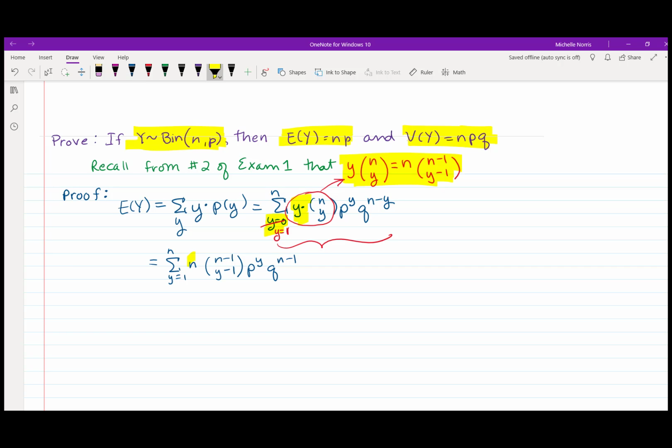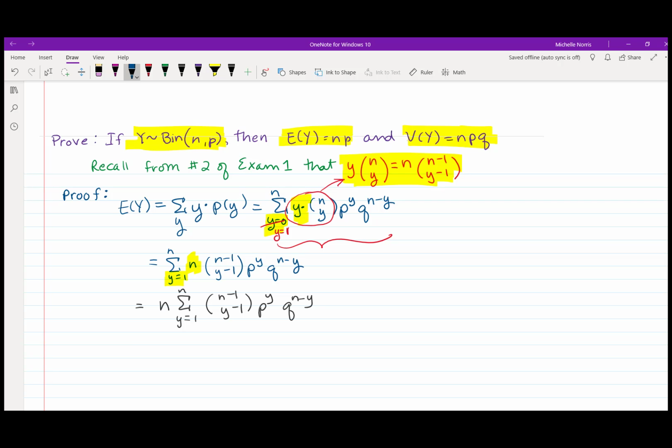And because this n, this multiplicative constant, doesn't depend on y, I can pull it out of the summation. So in the next line, I'm going to get the sum y equals 1 to n. The n goes out front. n times n minus 1 choose y minus 1, p to the y, q to the n minus y. Actually, I made a little mistake up there. That should have said n minus y.